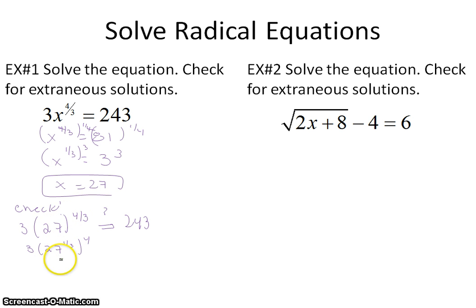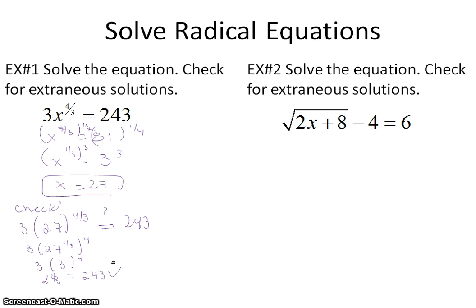So if I do the smaller exponent, 27 to the 1/3 is 3. So I have 3 times 3 to the 4th. 3 to the 4th is 81, and we have to do the exponent part first. So 81 times 3 is 243. So 243 is 243. So it does check out.